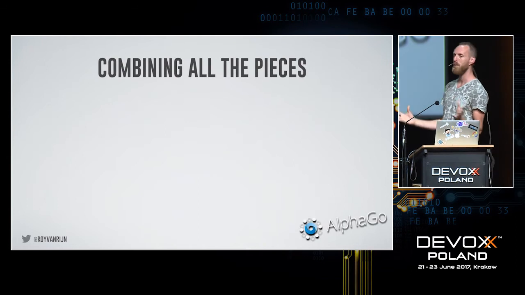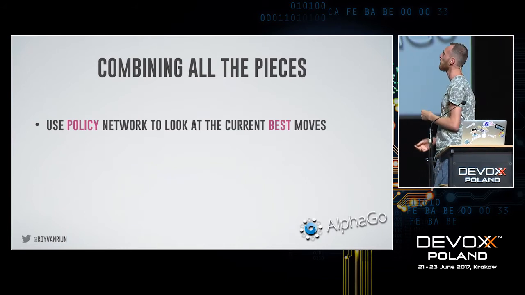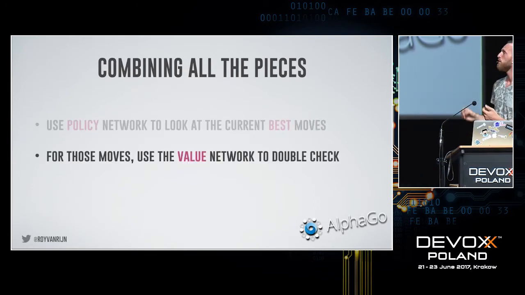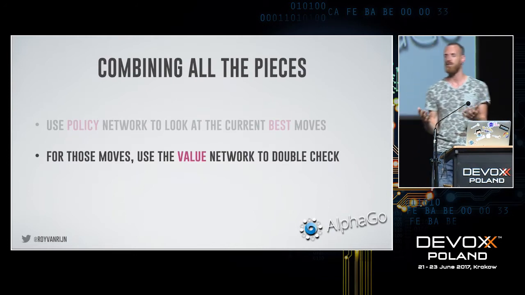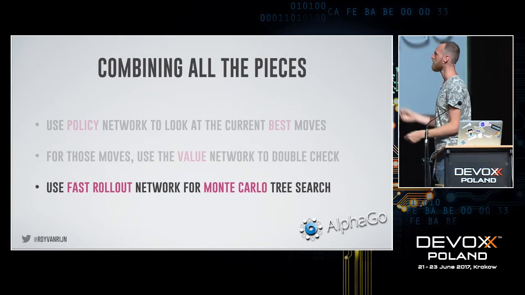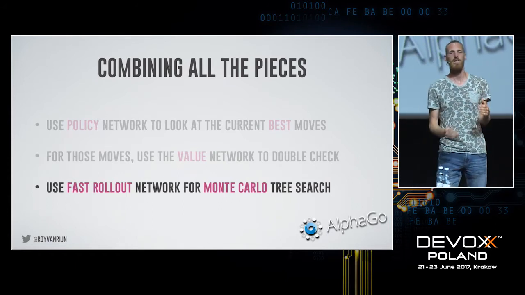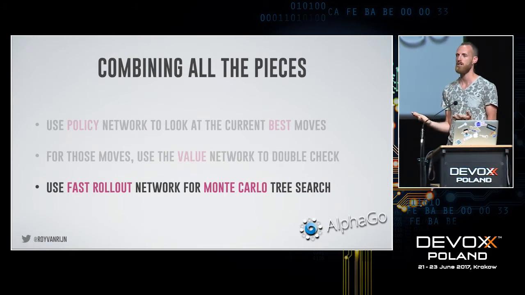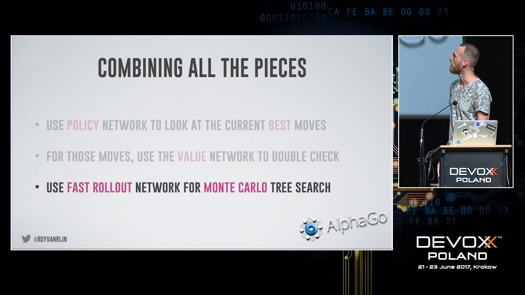And then they started to combine all these networks into one program, which is AlphaGo. So they used the policy network to look at the current best moves. What are the best moves I can currently make? For those moves, we use the value network to evaluate them, to give them a value. And this gives another indication how strong this move is. And then, if there's time left, they will do a Monte Carlo tree search to the end using the fast rollout network, to give an even better indication. So instead of random moves, we do fast, good moves, all the way to the end. And we watch the outcome. Do we win? Do we lose? Is there a tie? This is basically AlphaGo.